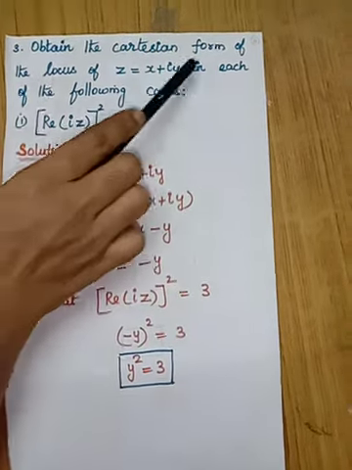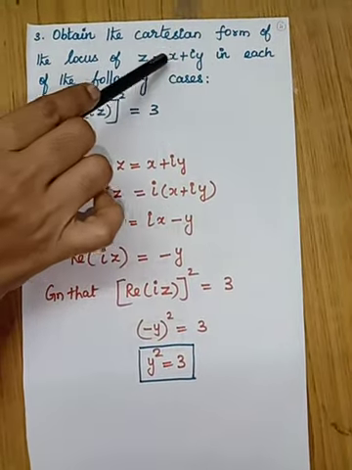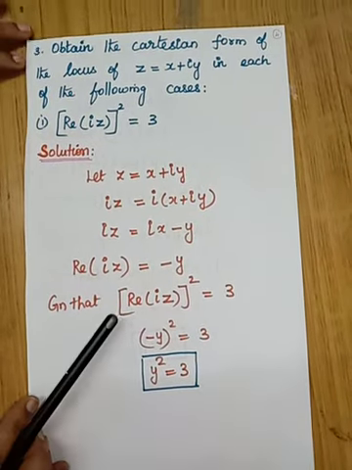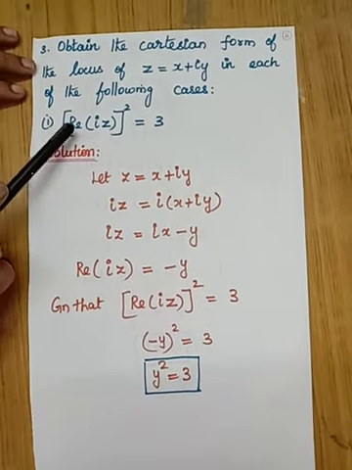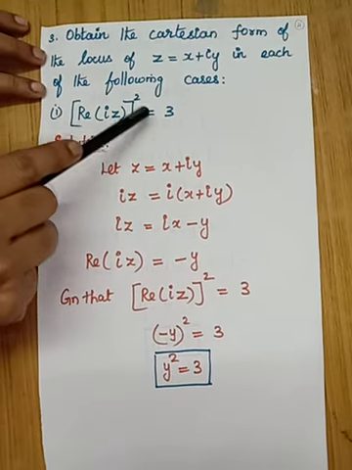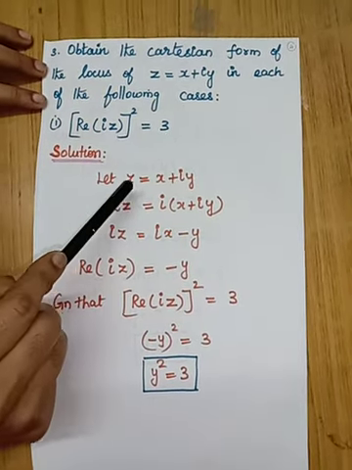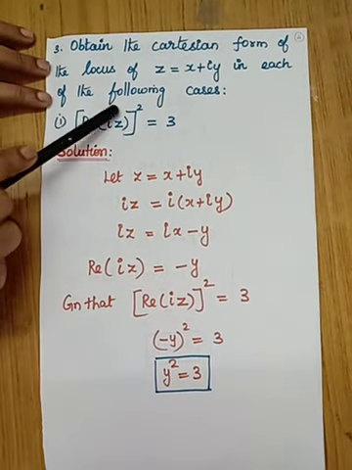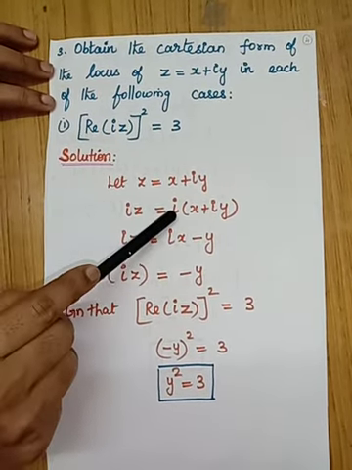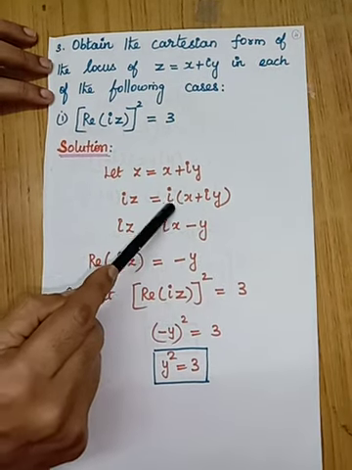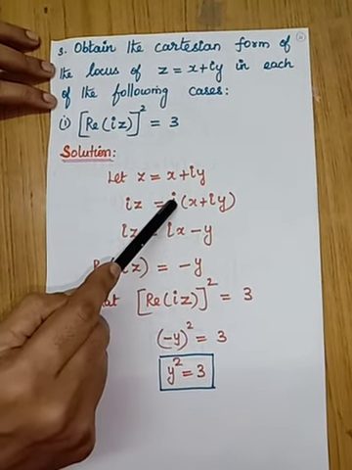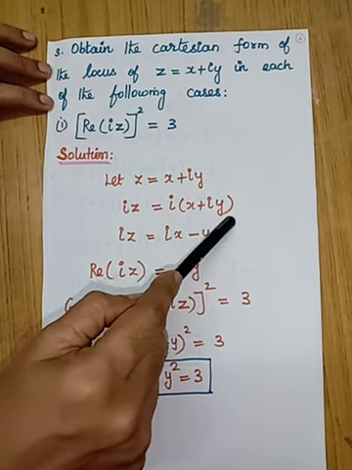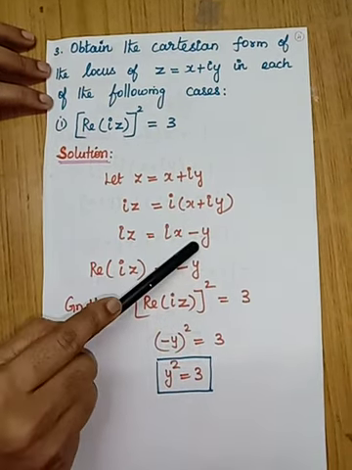Here, obtain the Cartesian form of the locus of z equal to x plus iy in each of the following cases. Okay, here there are 4 subdivisions. Look at this: real part of iz the whole squared is equal to 3. So we have taken z is equal to x plus iy. You are going to find iz first. So i into x plus iy. When you multiply, it will become ix plus i squared y. i squared is minus 1. So you will get minus y.